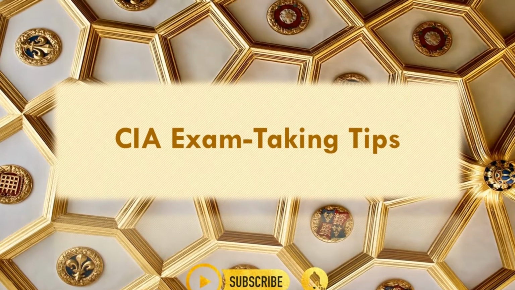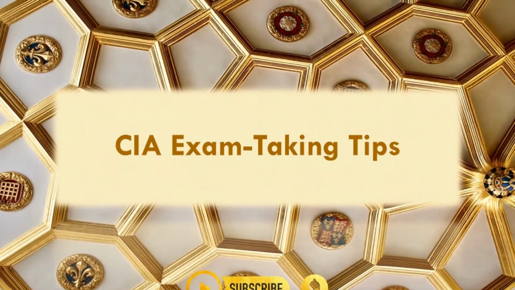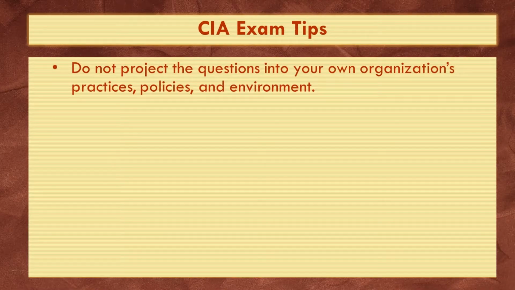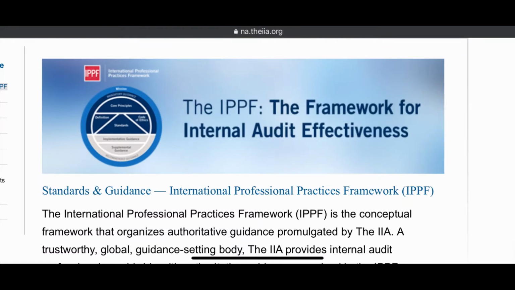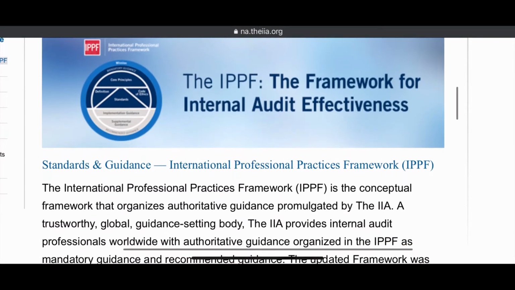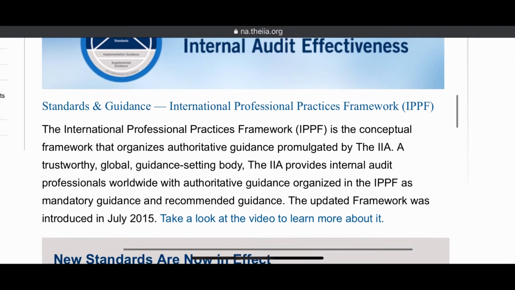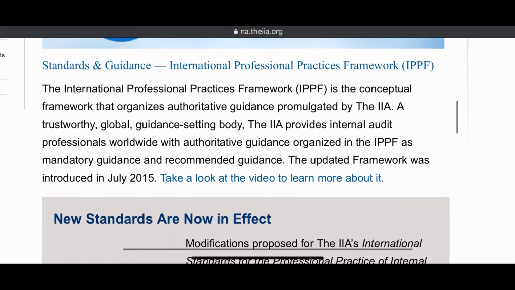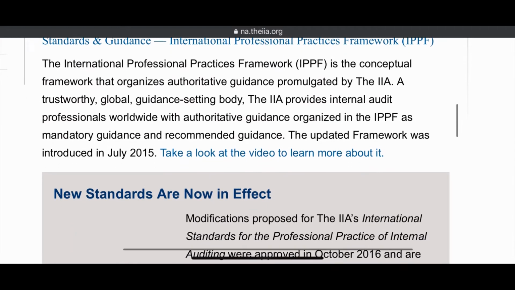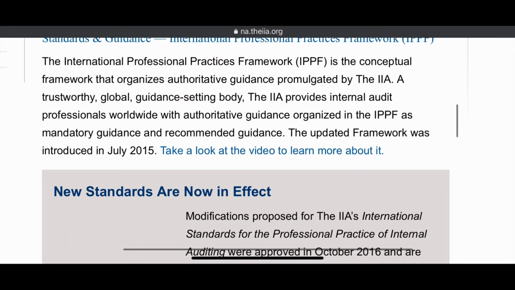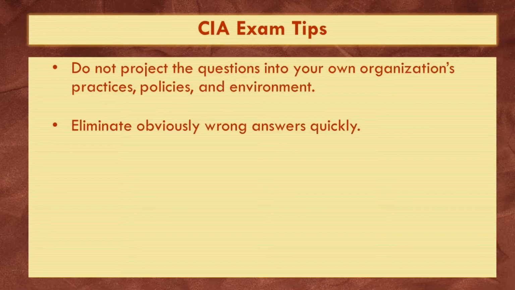Let's discuss CIA exam tips. First, do not project the questions into your own organization's practices, policies, and environments. The exam specifically focuses on the IIA's professional standards and guidance, so answer accordingly to the IIA's Code of Ethics, Mandatory Guidance, International Professional Practices Framework, and Recommended Guidance. All of these should be in your study materials.